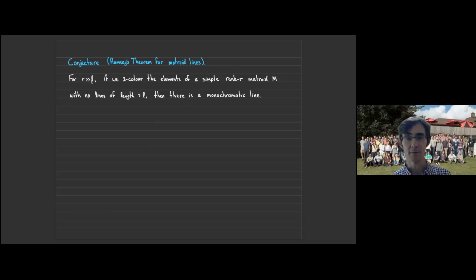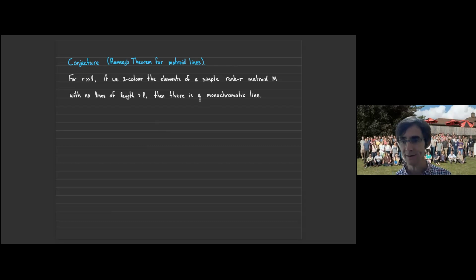So this is reminiscent of Ramsey's theorem in the special case for triangles. If I've got a 6-vertex complete graph and I two-color the edges, then I get a monochromatic triangle. One thing I like about the theorem is the fact that the underlying object that we have isn't a very highly symmetric object like a complete graph or a projective geometry. It's just an arbitrary matroid.